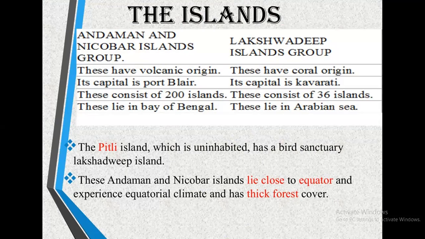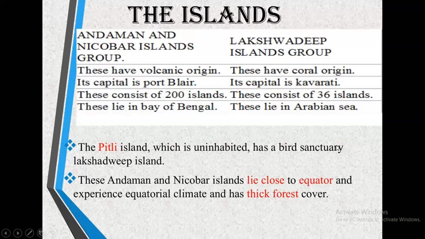The capital of Andaman Nicobar is Port Blair. Lakshadweep's capital is Kavarati. Andaman Nicobar consists of around 200 islands, while Lakshadweep consists of 36 islands. Andaman lies in the Bay of Bengal, and Lakshadweep lies in the Arabian Sea. So these are the main four differences, and we have seen about the Bay of Bengal and Arabian Sea earlier.